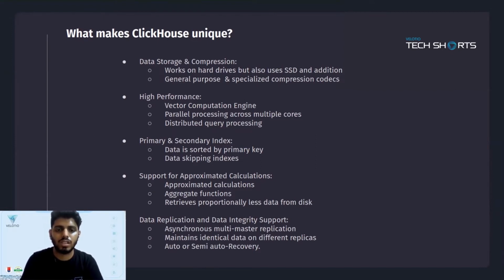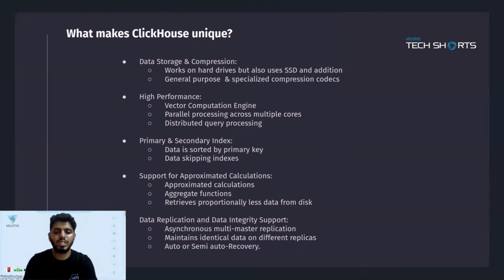Approximated calculations. ClickHouse uses approximated calculations by which it executes a query based on a part of the data or a sample of data and gets an approximated result. By doing this, ClickHouse trades accuracy for performance as it's retrieving proportionally less data from the disk.